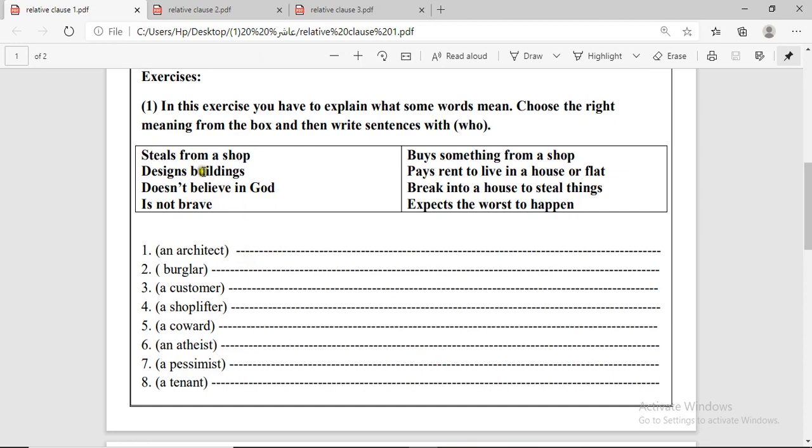What? Is someone who steals from a shop, for example, or designs buildings. Yes, designs buildings. So this is the first one. An architect is someone who designs buildings. Number two, a burglar. A burglar is someone who. Is someone who what?